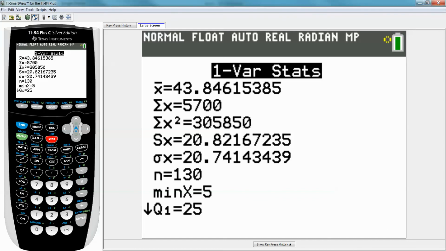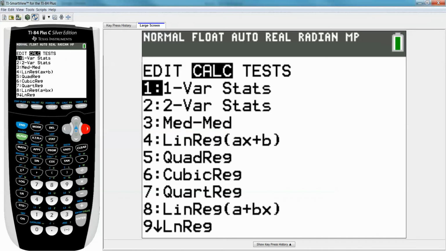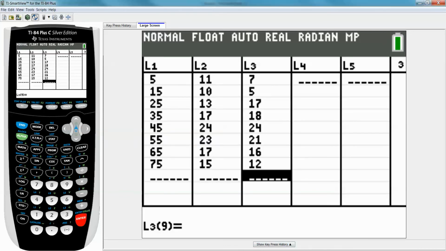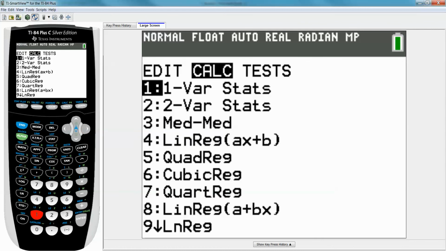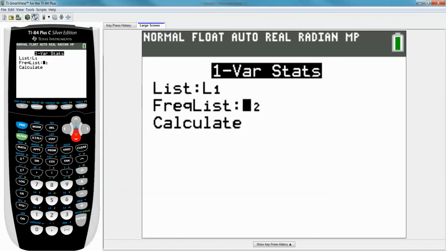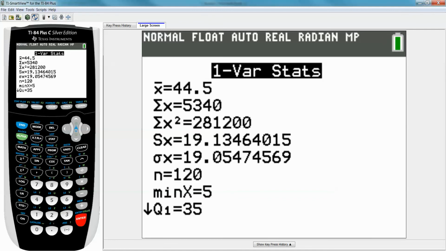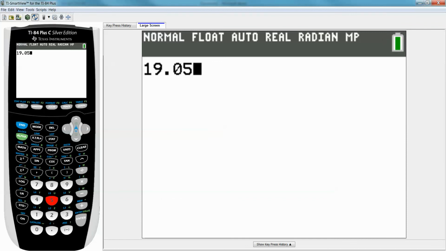Now, if you want to do women, press Stat, Edit, go to the right to L3 and type them in. One sec. There they are. They're typed in. Press Stat, go to Calculate, one variable Stat. L1 is still good because that's the midpoints, but say second 3 for L3, press Enter. And there's the mean, and then there's the sigma. The calculator doesn't give you sigma squared, but all you have to do is type it, 19.05, and square it yourself with the x squared button, like that.